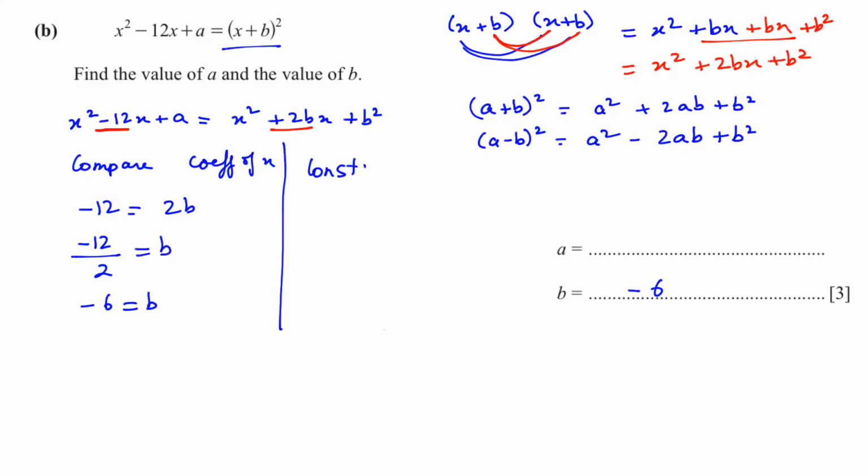And then we'll compare constants. Constants are those numbers which do not have an x. So a does not have an x and b square does not have an x. Therefore, a is equal to b square. Substitute the value of b, which is negative 6. This will give us 36. So a is 36.